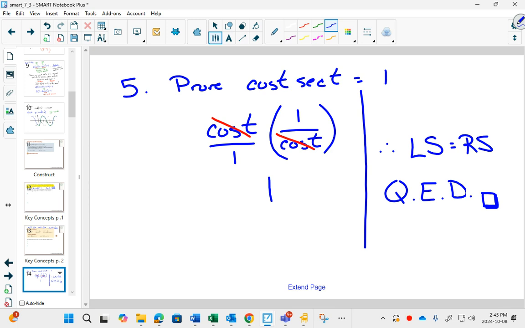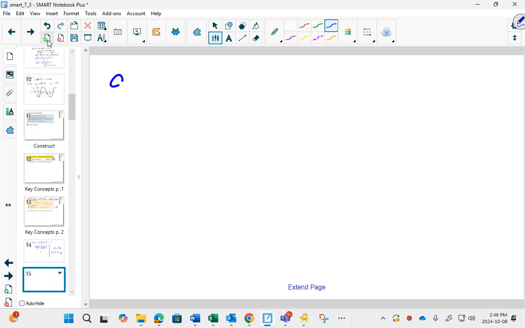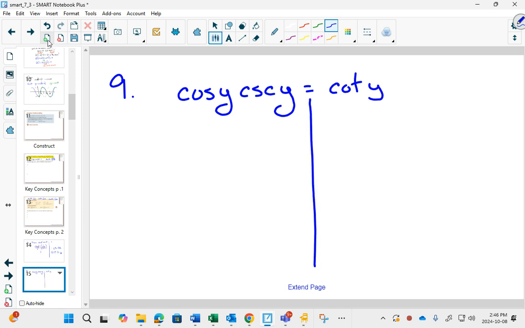All right, let's do another one. Number 5 was fairly easy. Let's try number 9. I like number 9 because number 9 is a good place to introduce to you a main strategy. Cos y cosecant y equals cotangent y. So again, you rewrite the question and then draw a line where the equal sign is.